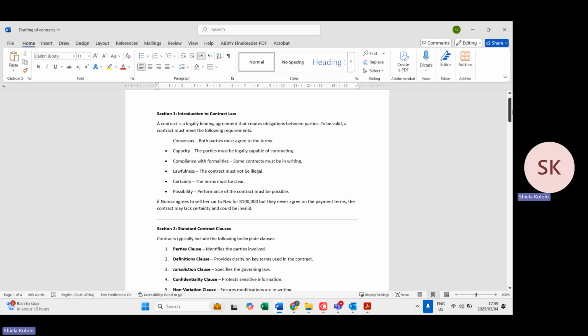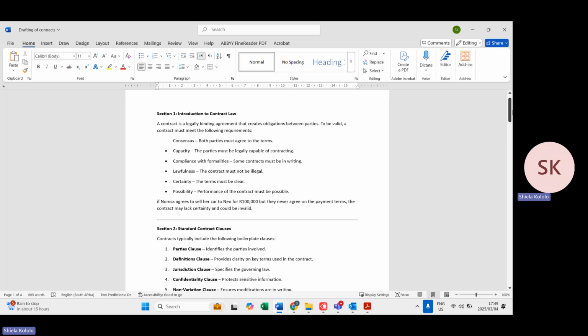So we know already that a contract is basically a legally binding agreement that creates an obligation between parties. To be valid, a contract must meet the following requirements as per the law of contract. There must be consensus. The parties must both agree to the terms of the contract. There must be capacity, legal capacity to contract. So you must be able to contract. Let's say it's a minor. You cannot say you entered into an agreement with someone who is under the age of 7. They do not have the capacity to contract.